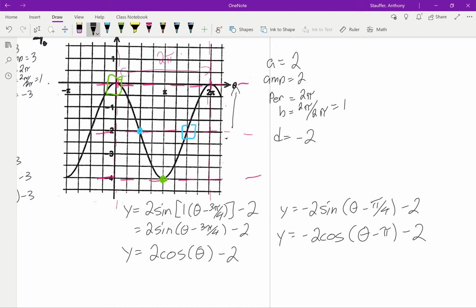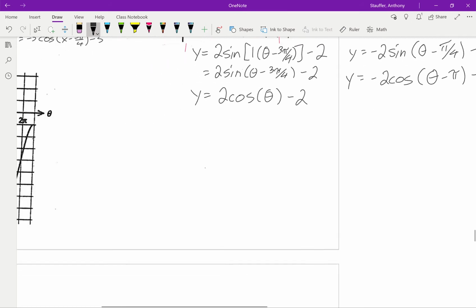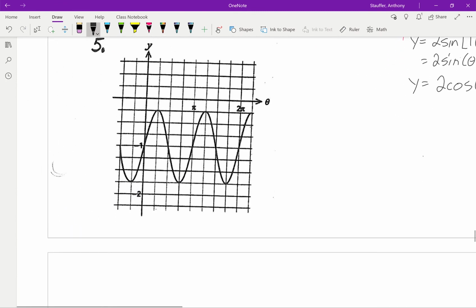Now, one thing that you guys may notice is that basically all of these different graphs are a quarter phase shift away from each other. We go from cos to negative sine to negative cos to sine to cos to negative sine to cos, and so on and so forth.